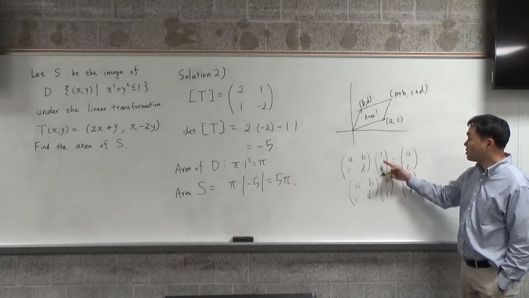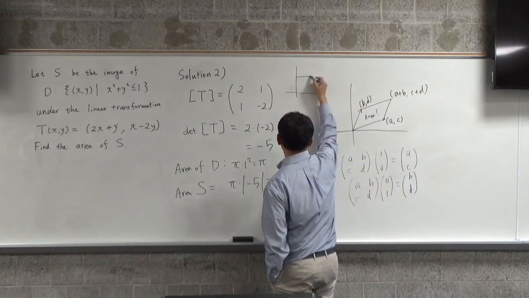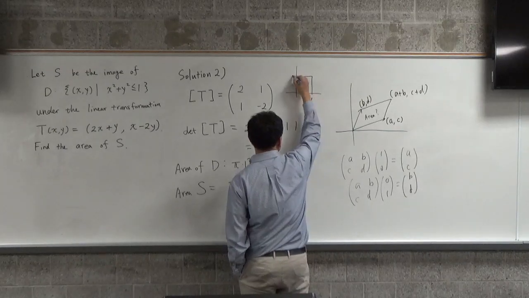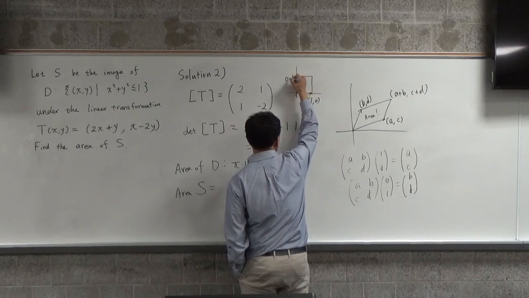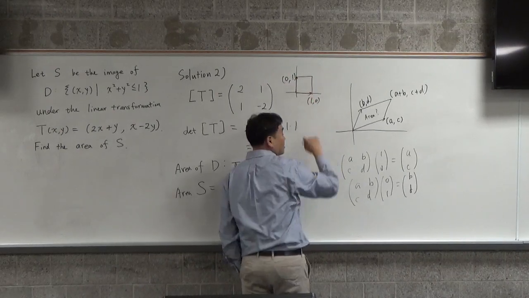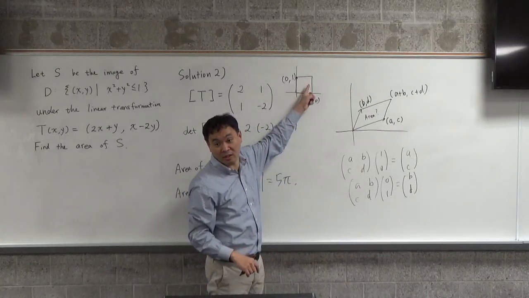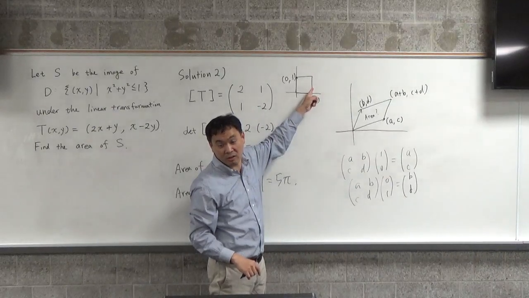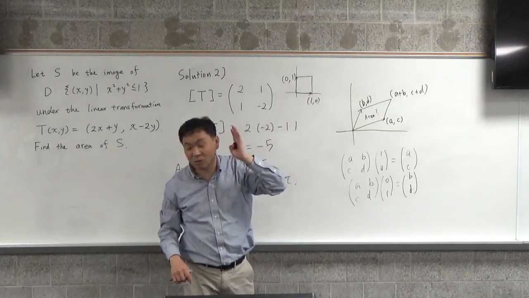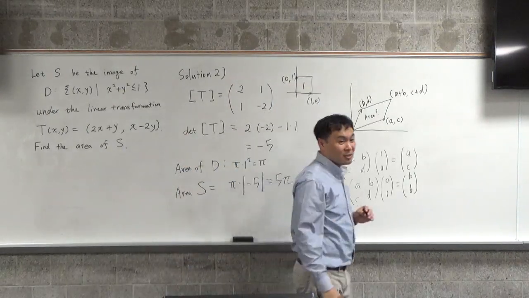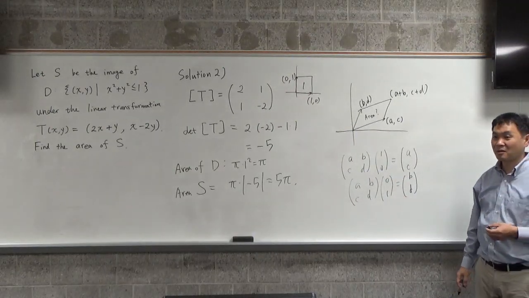Now, think about the shape that these two vectors give you. This one is 1, comma 0. This one is 0, comma 1, right? And then the parallelogram made by these two vectors is actually a square. What's the area of the square? 1. It's 1 times 1, right? Okay. So what's the area of this one then? It's going to be different.